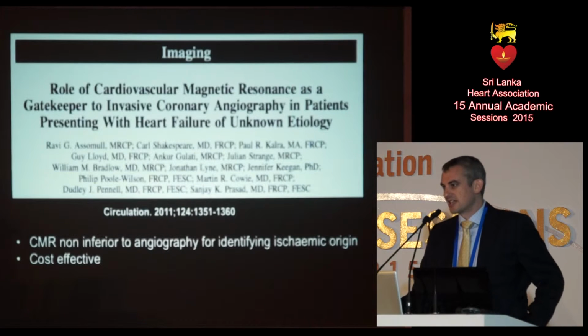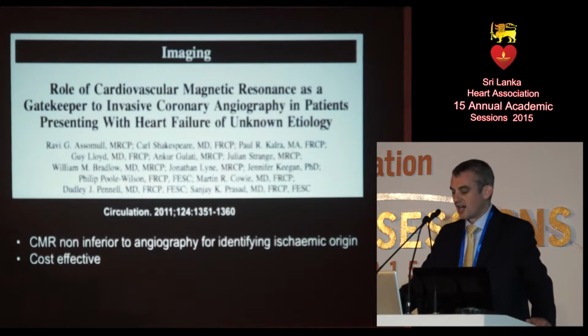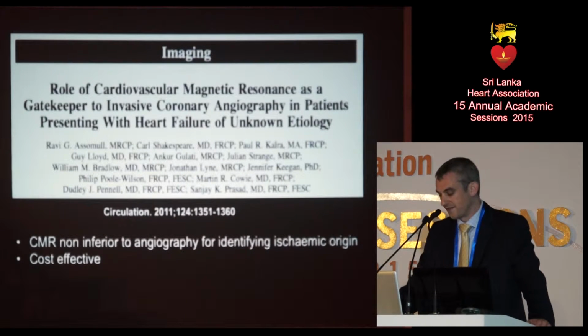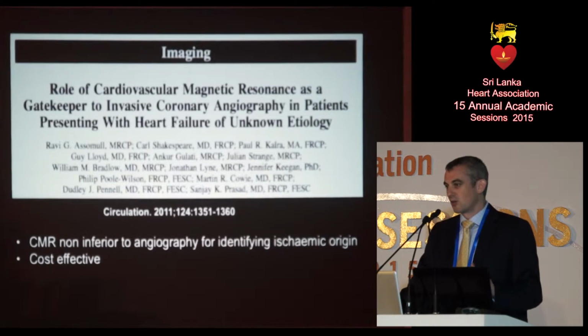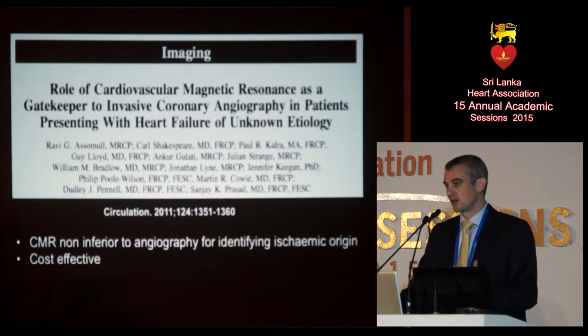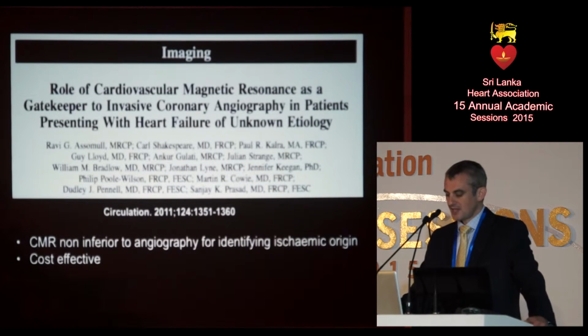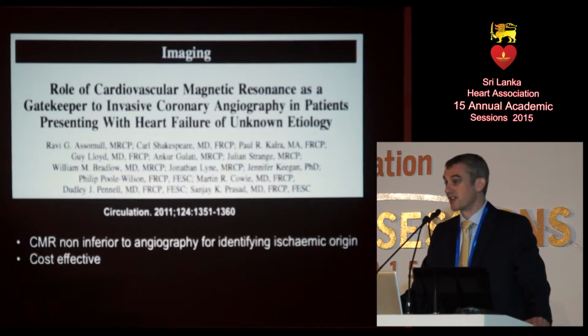So more recently, this is a British paper where 120 consecutive patients had both an MRI scan and a coronary angiogram. They had heart failure, and the question was, what was the cause of the heart failure? There were three groups of investigators. One group got to look at just the MRI scan, one group got to look at just the angiogram, and one group got to look at both. And the study was set up to investigate whether cardiac MR was not inferior to angiography for identifying patients who had an ischemic origin to their heart failure.